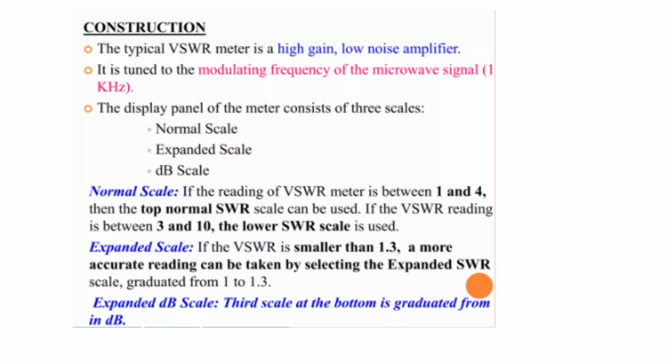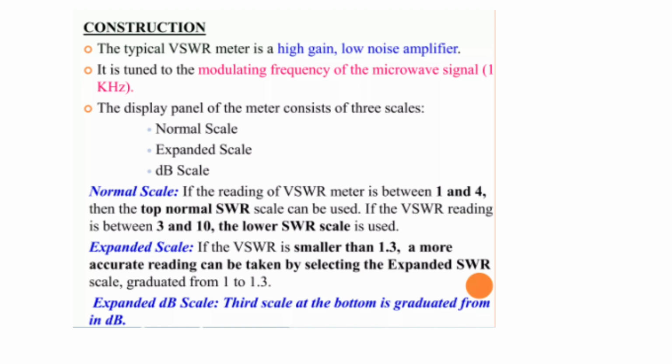Now the construction of the VSWR meter. The typical VSWR meter is a high gain, low noise amplifier. It is tuned to the modulating frequency of the microwave signal, 1 kHz. The display panel of the meter consists of 3 scales: normal scale, expanded scale and dB scale. In the normal scale, if the reading of the VSWR meter is between 1 and 4, then the top normal SWR scale can be used. If the VSWR reading is between 3 and 10, the lower SWR scale is used.